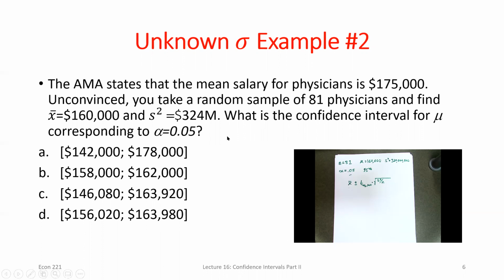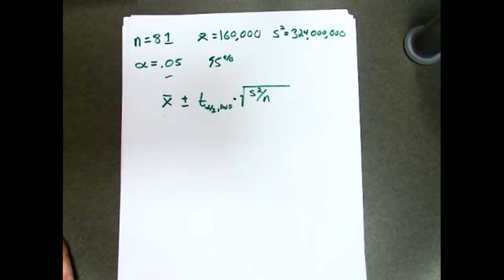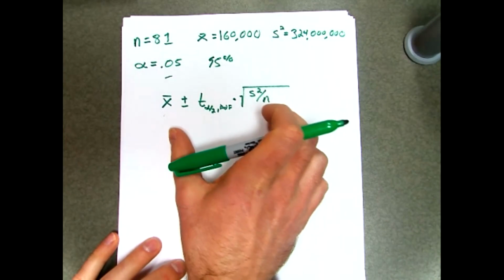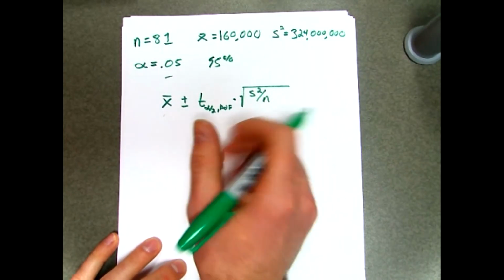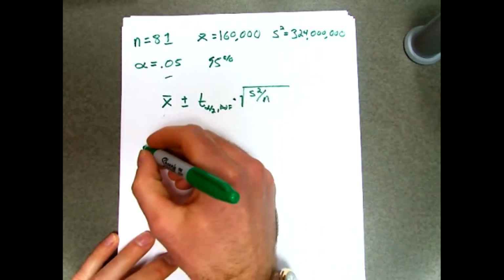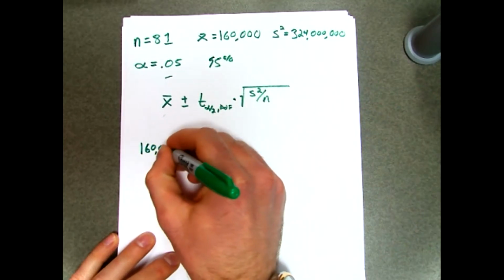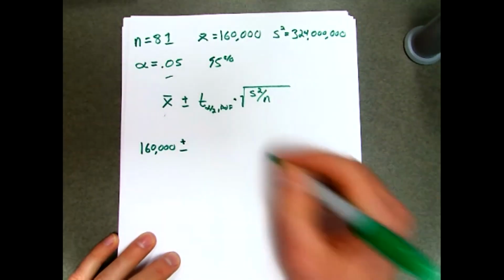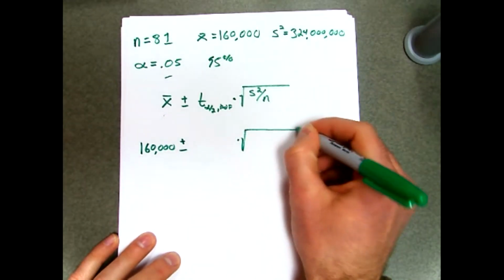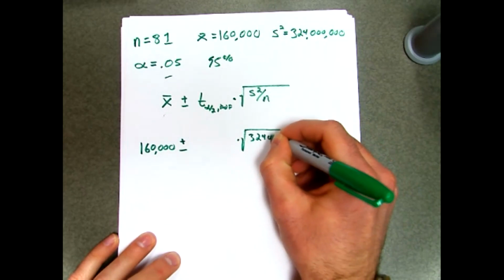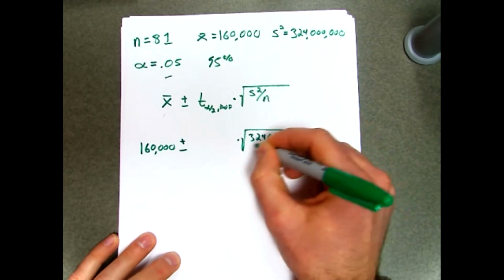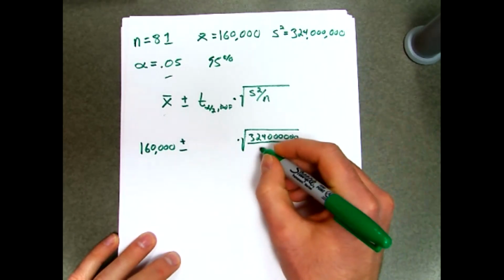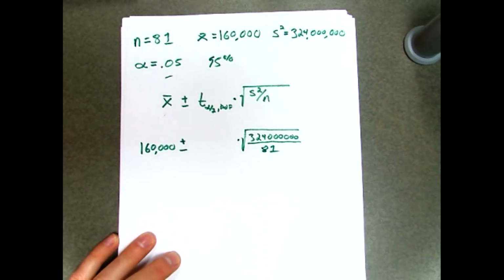So from here, we just got to work out the rest of this. So I've got all the information I was given. I've got my confidence interval formula. This is on the formula sheet as well. So I could look at this and say, okay, I'm going to plug in what I know. So 160,000 is my sample mean. I don't know that t-value yet. My sample variance was 324 million. Hopefully I got the right number of zeros there. And then my sample size was 81.